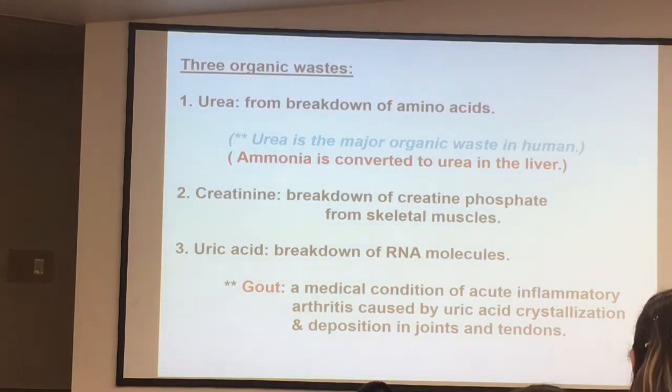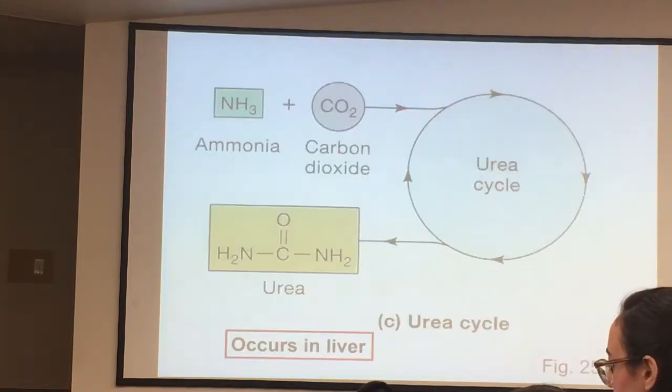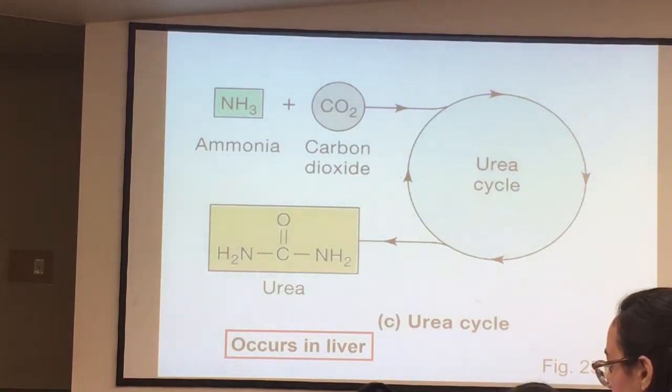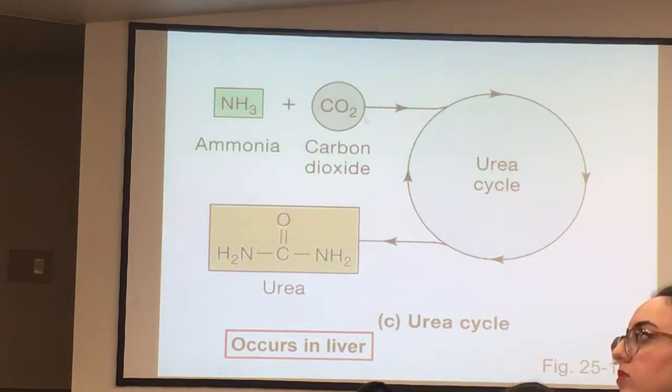It also becomes a waste. Uric acid is a breakdown of RNA molecules. That's what I want to show you. This happens in the liver. In your chemistry, maybe you know this urea cycle. How we make this ammonia into urea, okay? And we need CO2 and a series of reactions. I'm not going to go into detail.